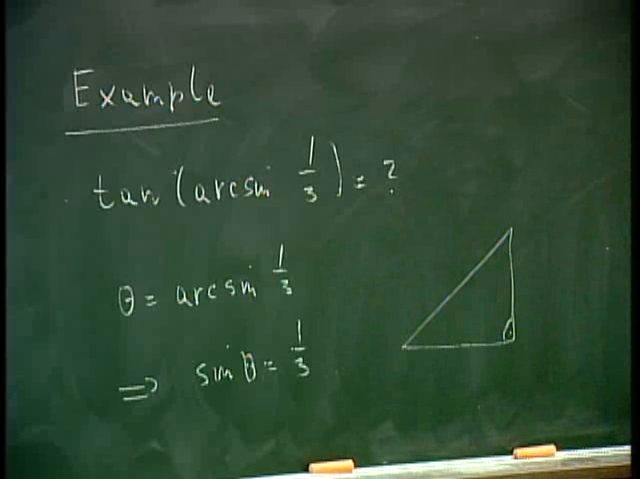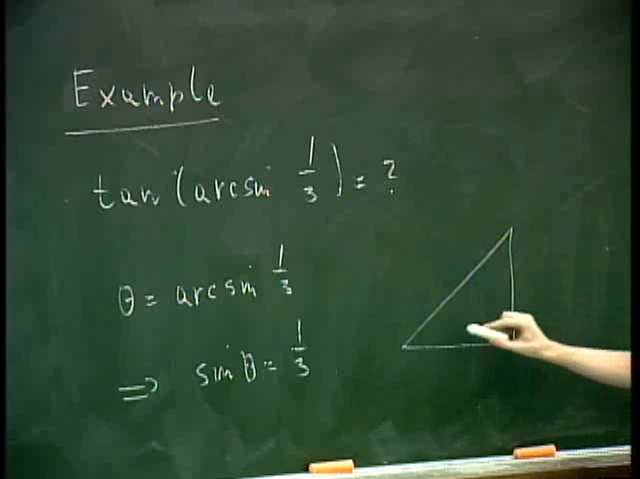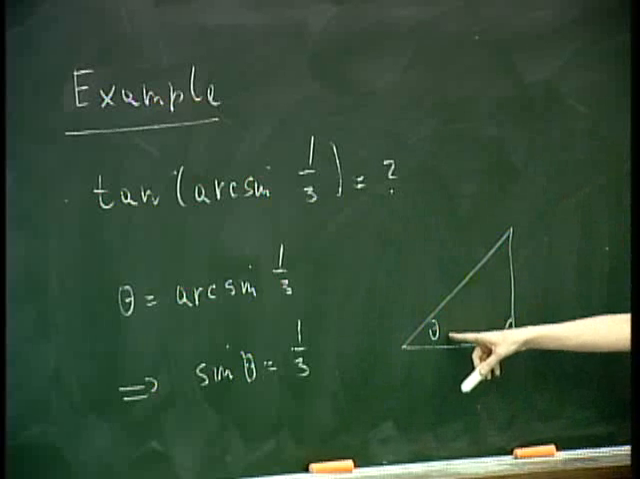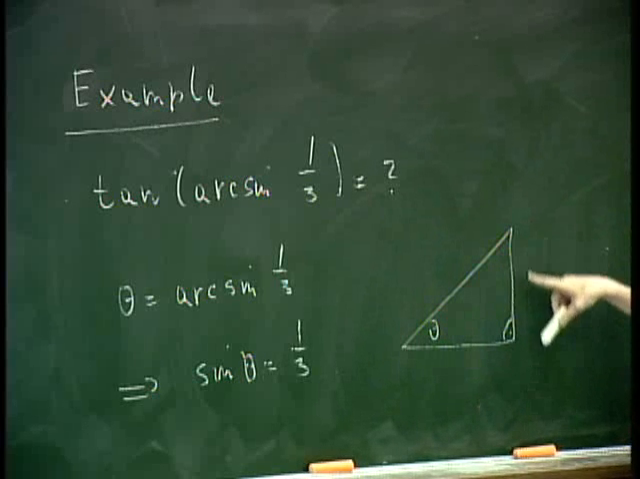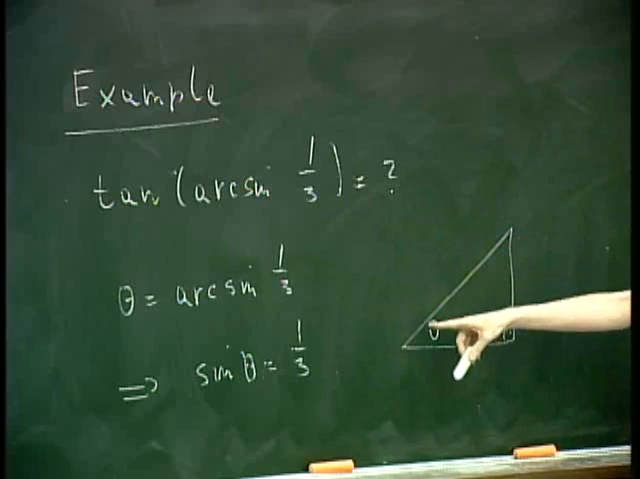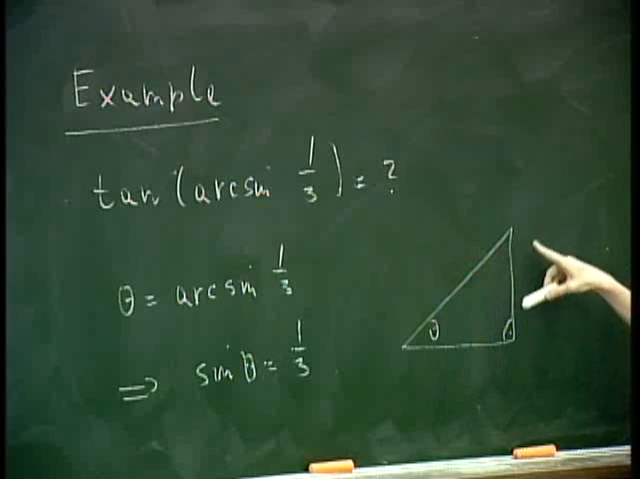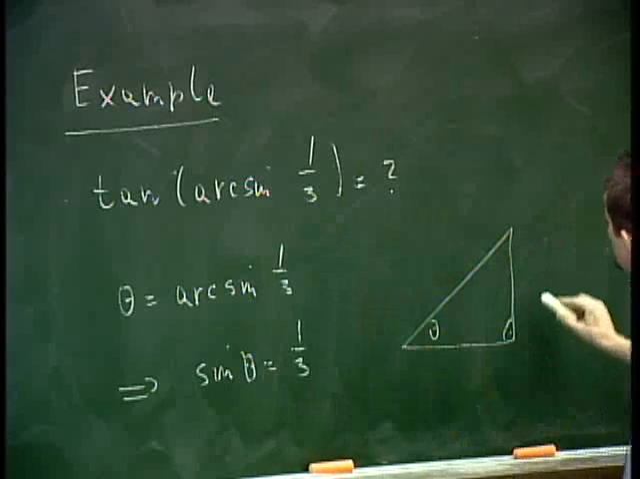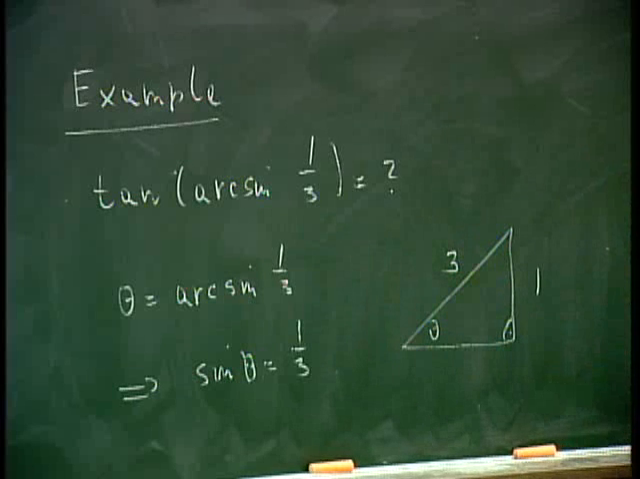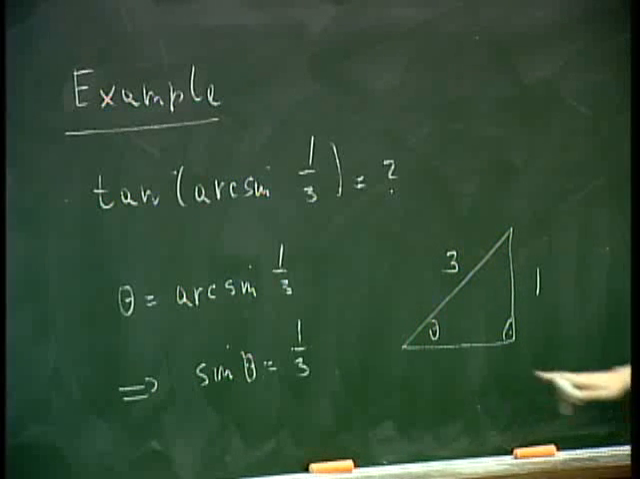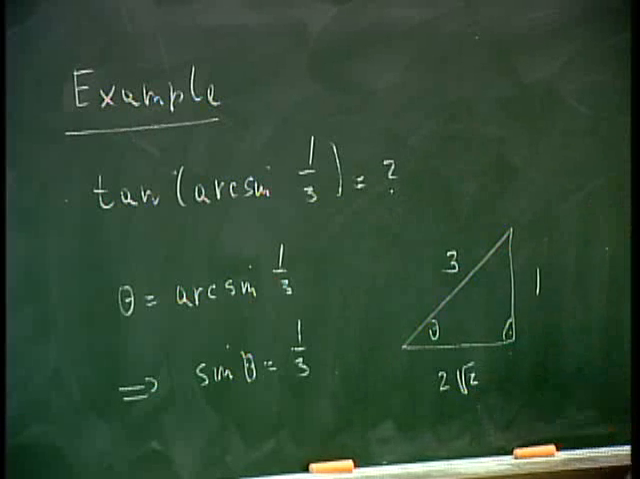Because you know that if this is theta, the sine of theta is the length of this side here over the length of this side here. So you just use this here, and you see it's 1 over 3. But you can easily compute the length of this side here by the theorem of Pythagoras. So you see this is 2 over square root of 2.